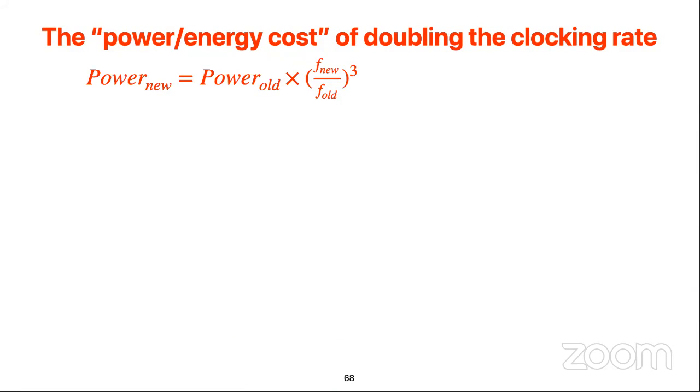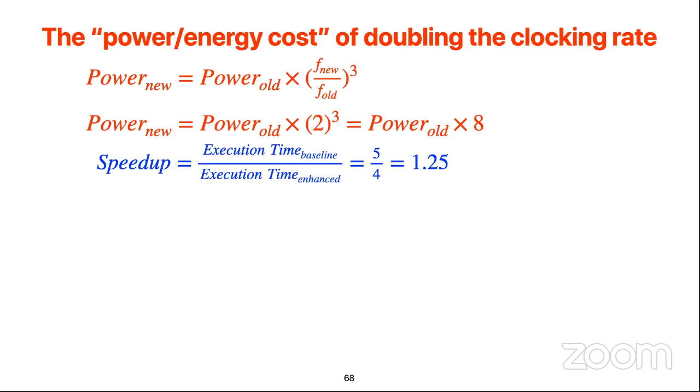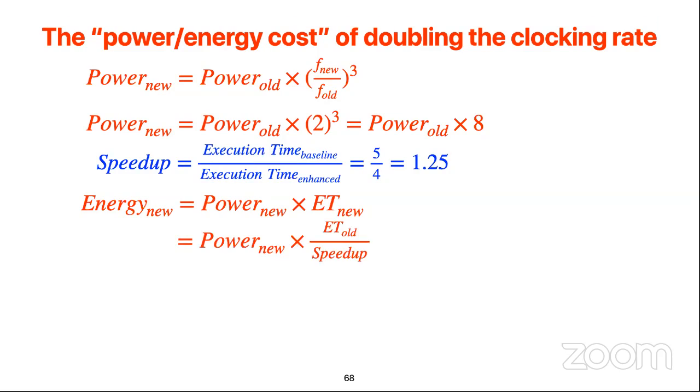So if you look at the power consumption of the new design, which doubles the clock rate, the power consumption has a cubic relationship with your frequency. If you double the clock rate, you are going to consume 8 times more power. And speedup is 1.28, and the energy is the power times execution time. So the new power times the new execution time is equivalent to the old execution time divided by the speedup.